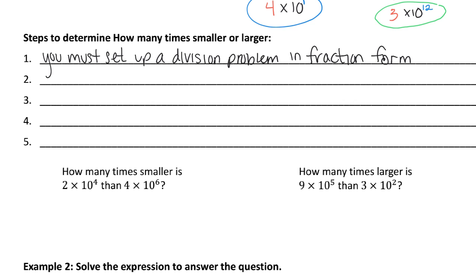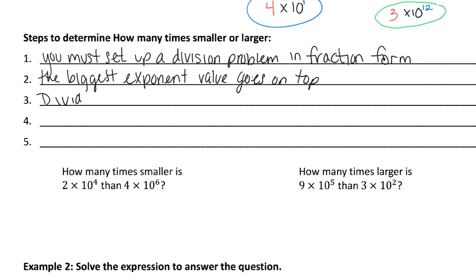I'll give you an easy way to look at it: the biggest exponent value goes on top. Okay, so the one with the biggest exponent is in the top of the fraction. Then we do our regular process, divide the whole numbers, subtract the exponents.